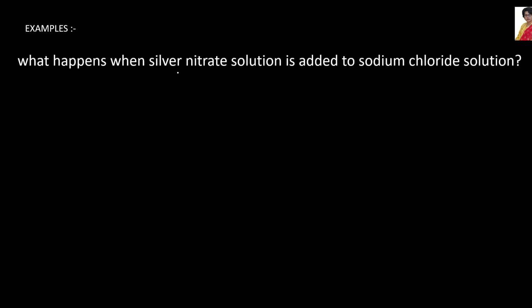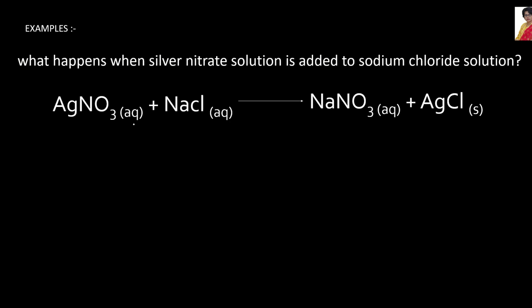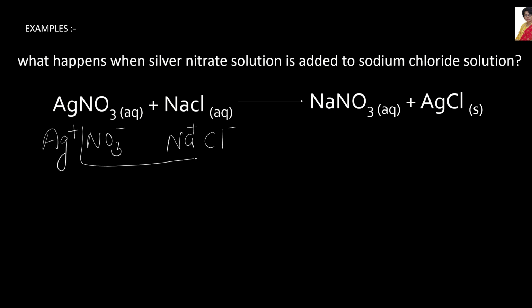What happens when silver nitrate solution is added to sodium chloride solution? Silver nitrate will dissociate into silver ions and nitrate ions, Ag plus and NO3 minus. Sodium chloride will dissociate into Na plus and Cl minus in aqueous solution. So there will be a mutual exchange of ions between the reactants and we will get sodium nitrate and silver chloride solid, which is an insoluble solid in the aqueous solution and will precipitate out.